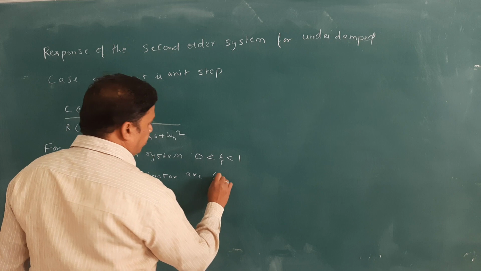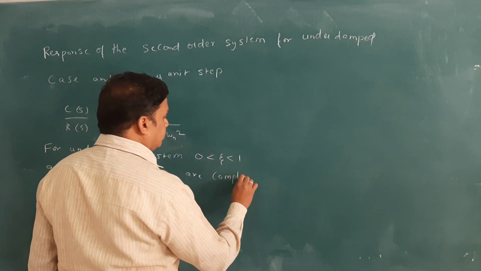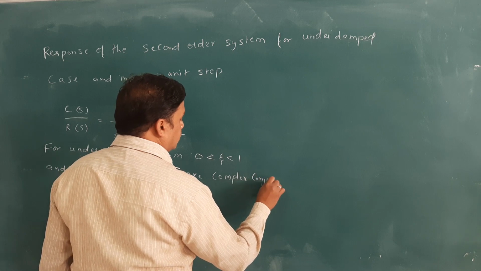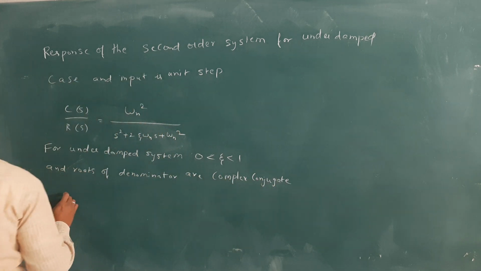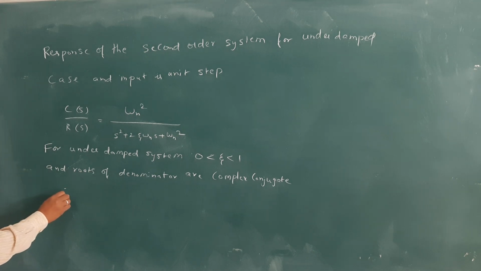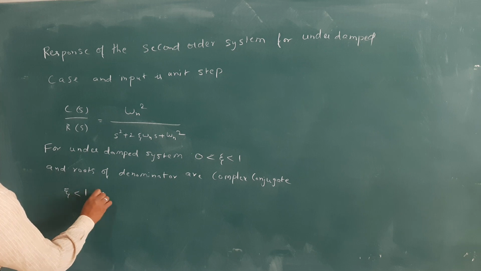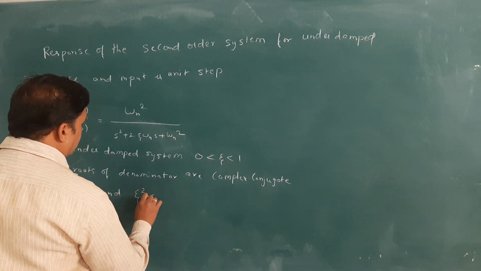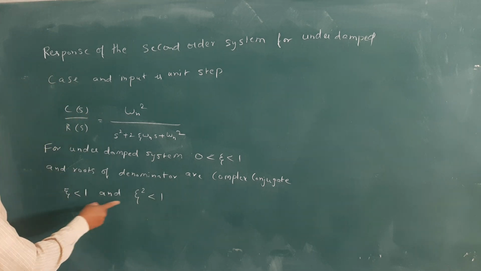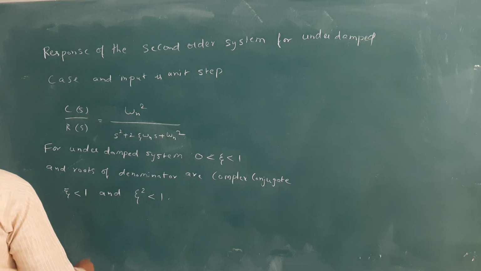We have already discussed this in the last class. These are complex conjugate roots, and we have zeta less than 1 and also zeta square less than 1. Why? Because if zeta is less than 1, zeta square will also be less than 1. This you have to remember here.